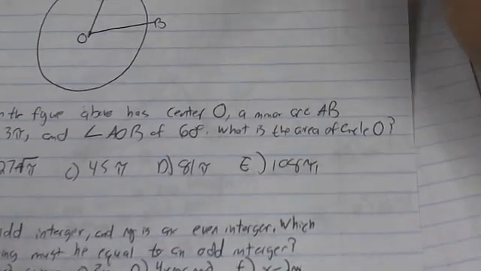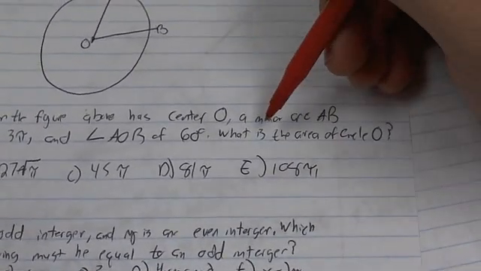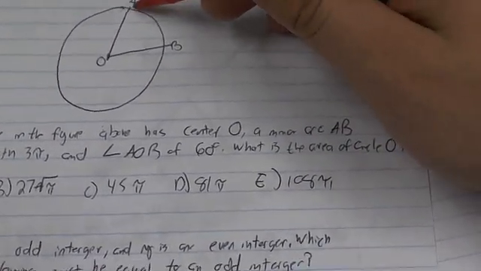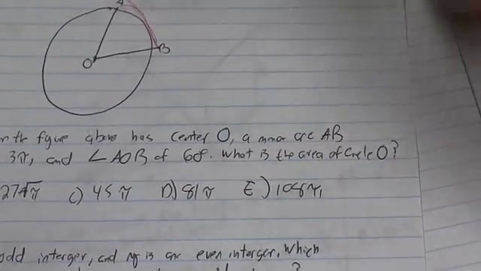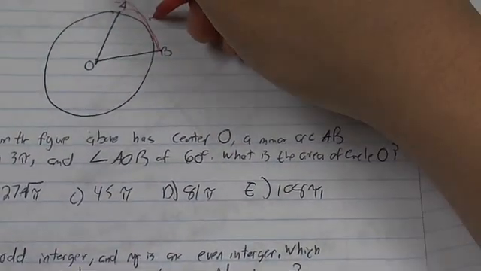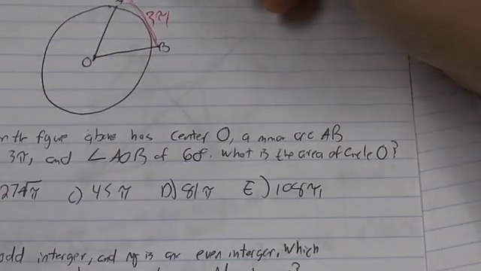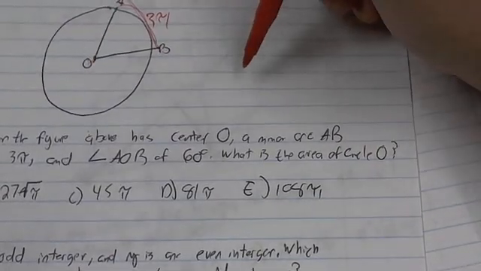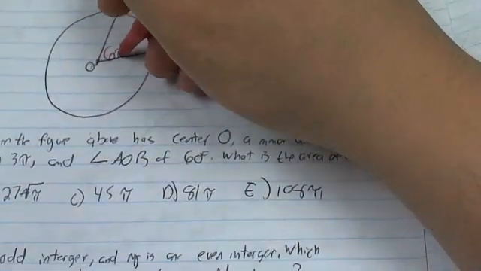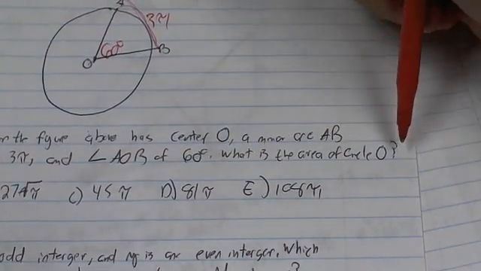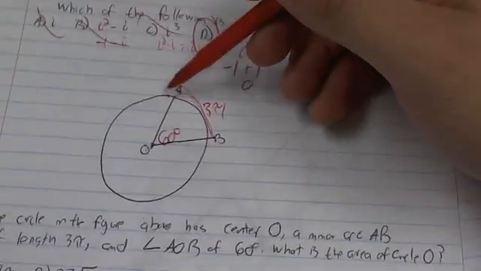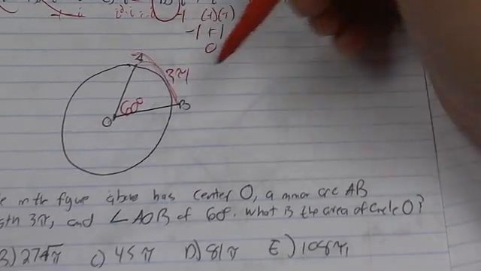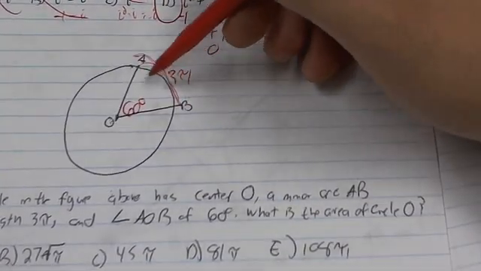The circle in the figure above has center O. A minor arc AB, so this is the arc AB. Remember, now we're doing arc length, with the length 3 pi. So this is 3 pi. And the angle AOB is 60 degrees. So this is 60 degrees. What is the area of circle O? So now we want this area. Okay. So this is 60 degrees.